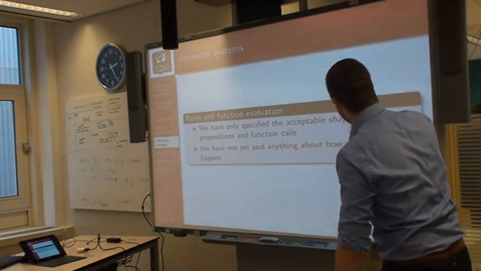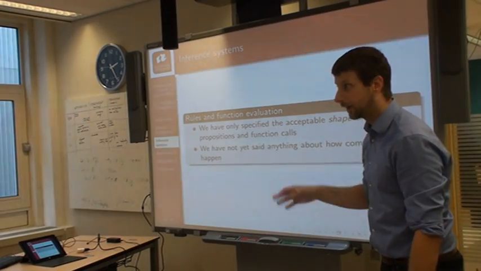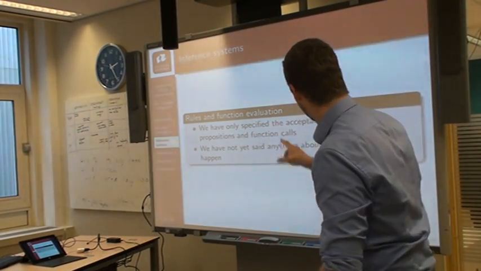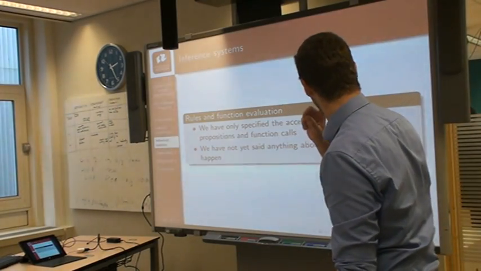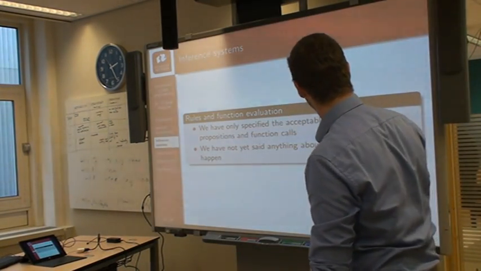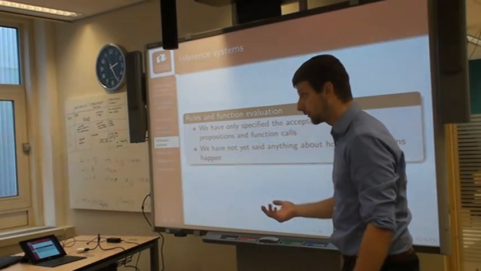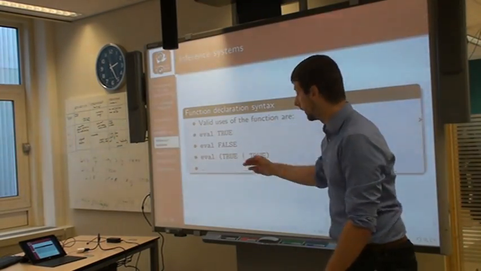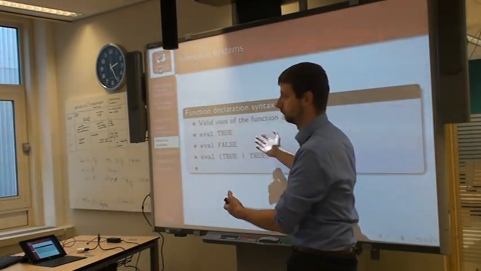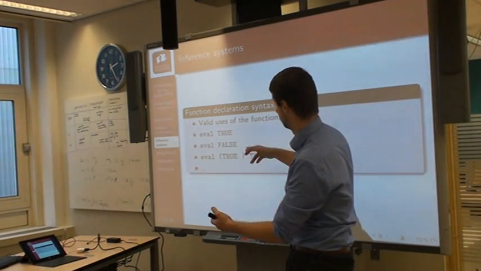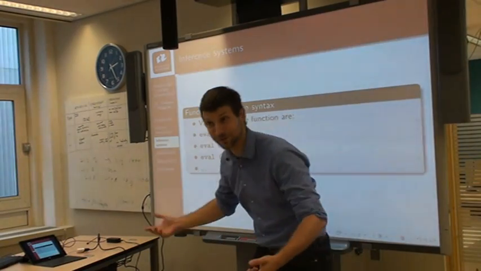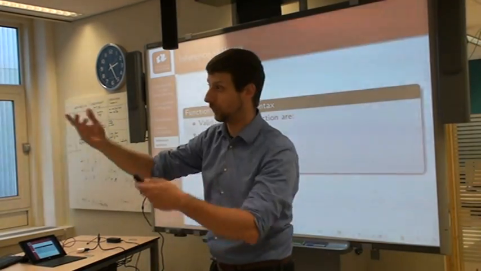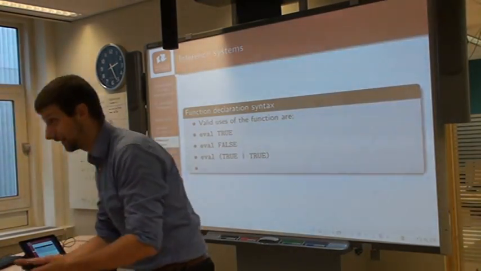Now, what we have specified so far is what kind of shapes are acceptable for propositions and function calls. But this doesn't say anything yet about how computations happen. So how do we take one of those and actually say that eval true is going to be true, eval false is going to be false, eval true or false is going to be true, and so on. So this we still have to specify, right?